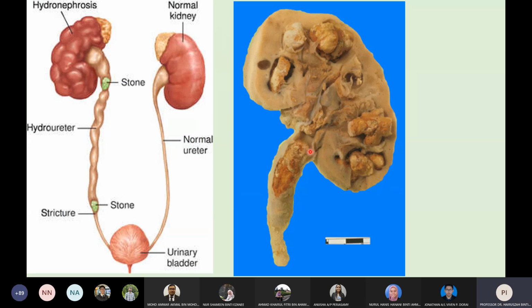This is a stone, not really staghorn. Staghorn is when this one is continuous. Can you see this is a kidney? These are the stones formed inside the kidney. Sometimes, imagine this stone from the top of the ureter is continuous with all this, shaped like that. It appears like a staghorn, like the horn of a deer.